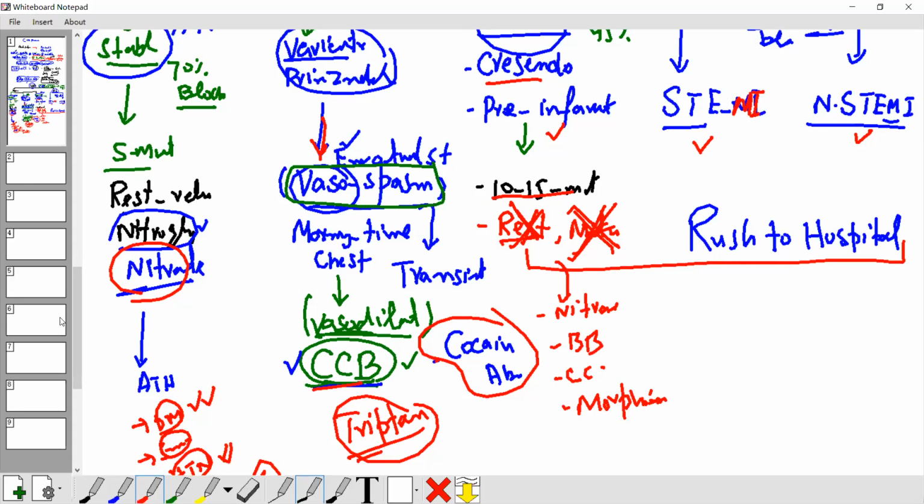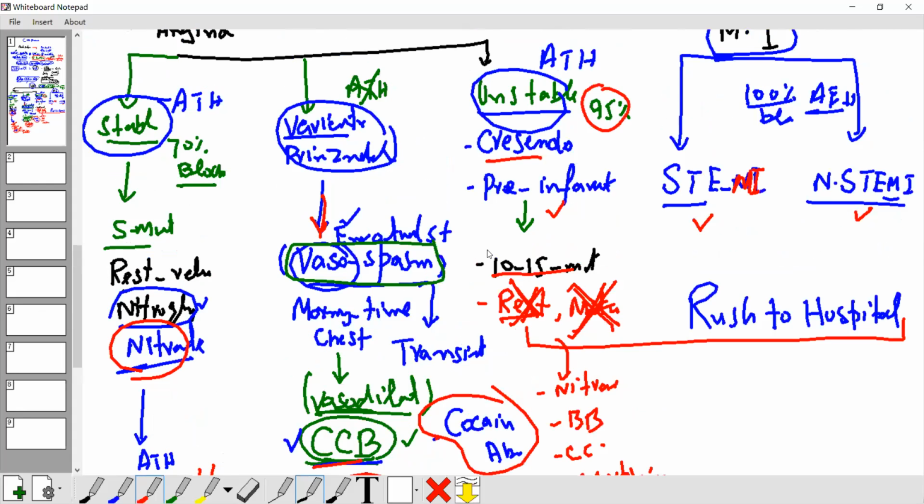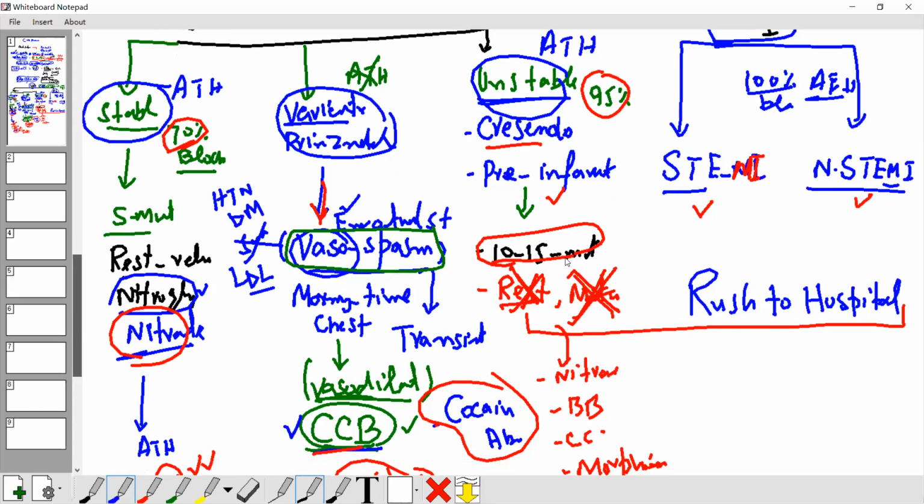Clear? Because in unstable angina, you already know the artery is 95% blocked. If the patient has chest pain for 10 to 15 minutes, with just 70% block, we still have a chance to stop this progression. We still have a chance to control hypertension, diabetes, smoking, and LDL. But what do you think about unstable angina? Unstable angina is already game over. Already 95% of the artery is blocked. Okay, thank God the patient has not died.